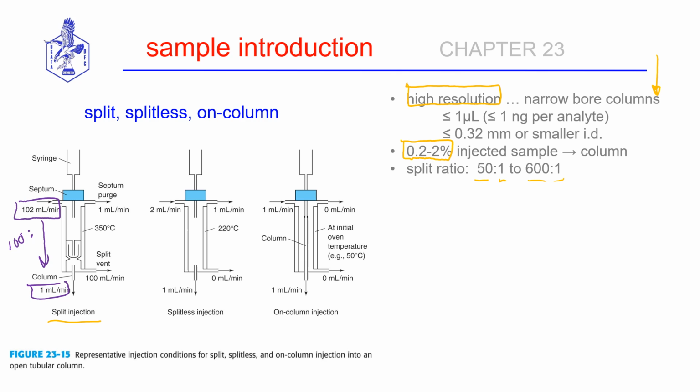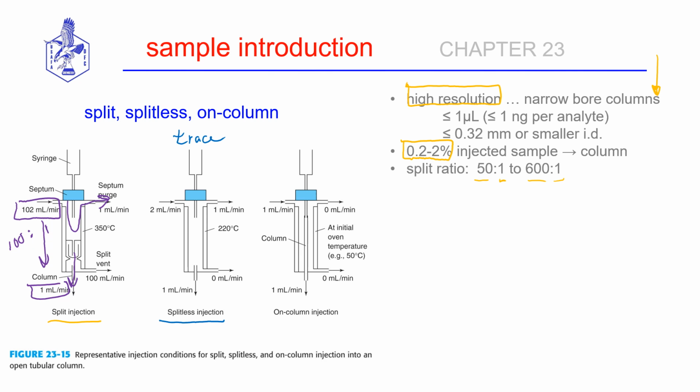So what that means is only one part in 100 will actually get carried down onto the column. The rest will get purged through that vent. You can run the injection splitless. When you want to do splitless is when your sample components are present at very low concentrations and you want all of the sample to hit the column.